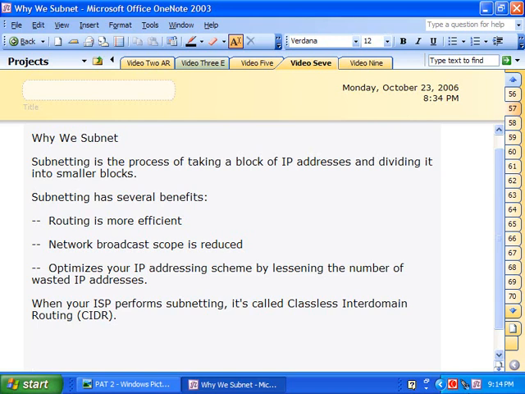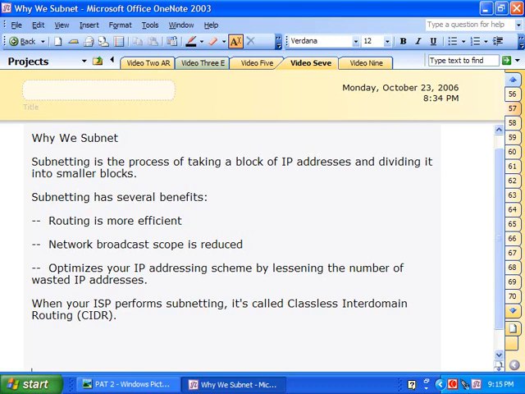Subnetting has quite a few benefits. This is why it's so popular. First, routing is by far more efficient. And as you progress in your routing studies, you will definitely see what I mean. Your routing is much more efficient when we have multiple smaller subnets rather than just one big network. And that also helps cut down on broadcasts, as you'll see. Now, subnetting, again, saves bandwidth because the broadcast scope is reduced. And it really optimizes your IP addressing scheme by lessening the number of wasted IP addresses.